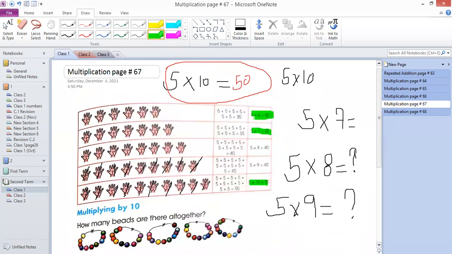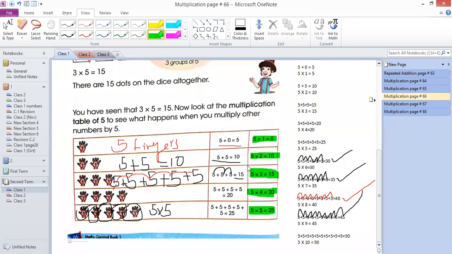6 times 5 will give us 30. 7 times 5 will give us 35. 8 times 5 will give us 40. 9 times 5 will give us 45. And 10 times 5 will give us 50. Is it clear, guys?